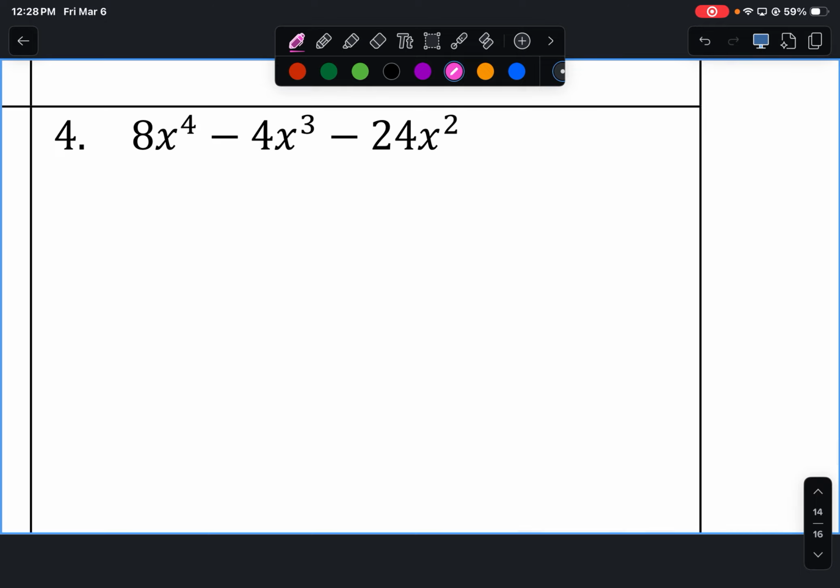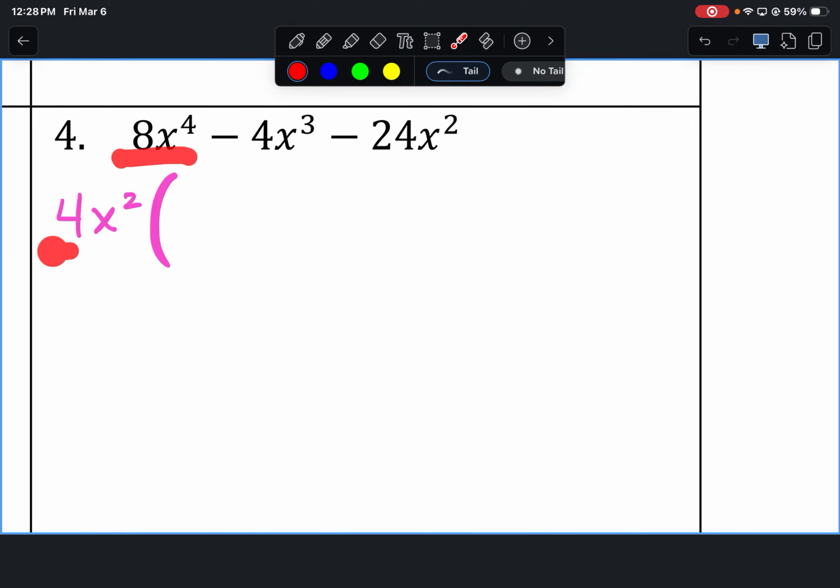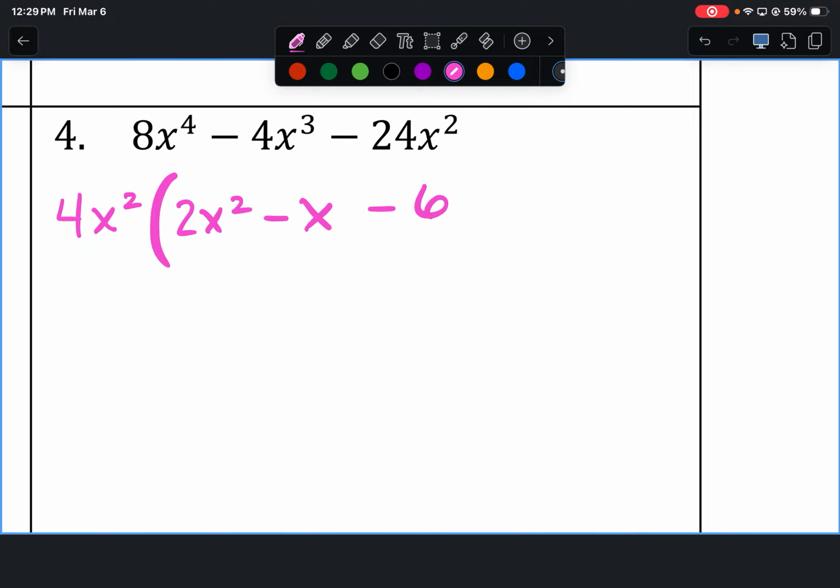Does question 4 have a greatest common factor? Yes. What? Negative 4x squared. It's just 4x squared. The first term is not negative, so we don't have to take out a negative. We try to avoid that first term being negative as much as possible, which is why we would take out a negative if it was there. So from here, what is 8x to the 4th divided by 4x squared? Minus x. What goes from there? Minus 6.